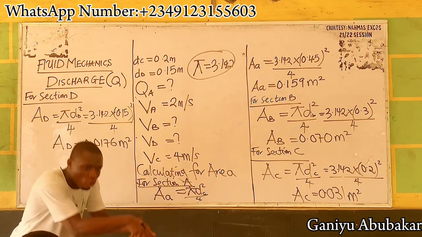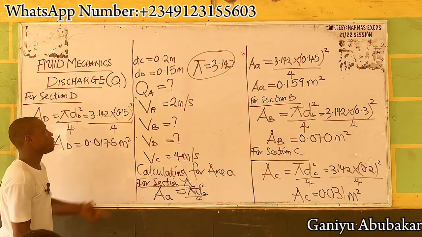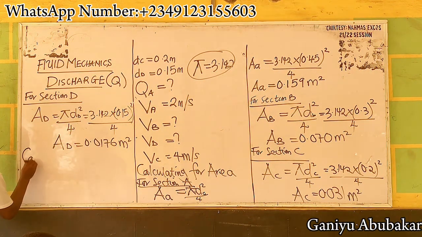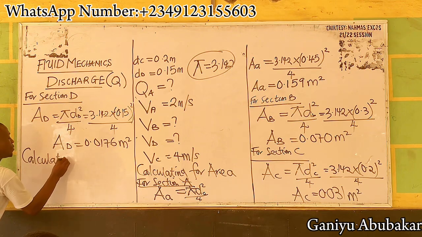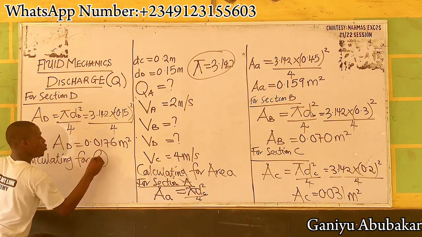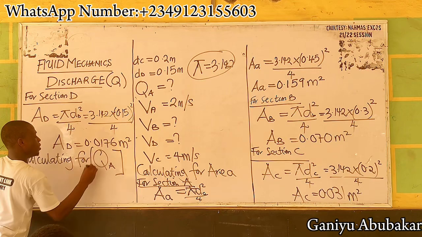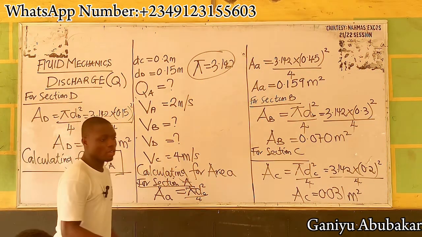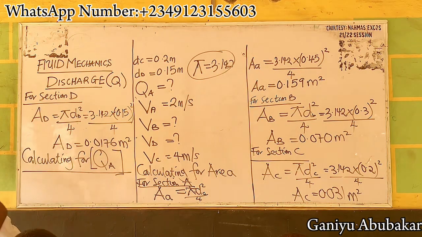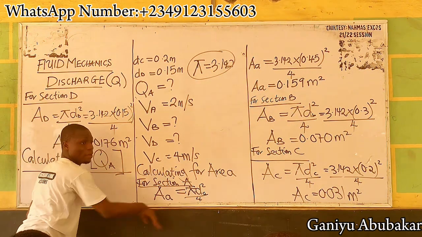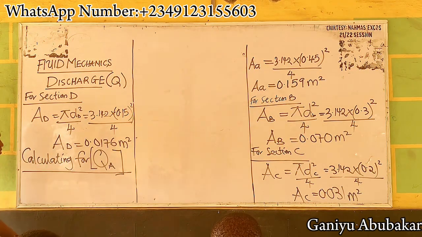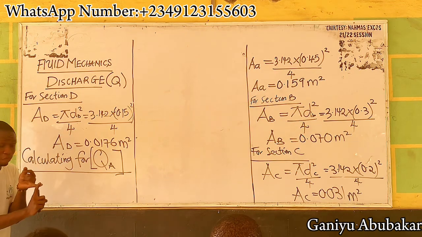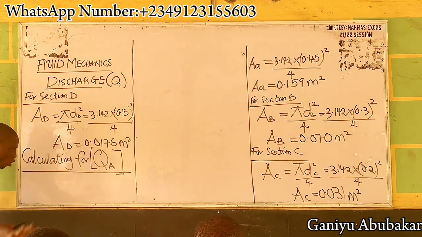Area done. What are we looking for? What is the first question? Find Q at A. Calculating for QA, let's get this done, please. Let's start with this. First, what are we going for? QA.